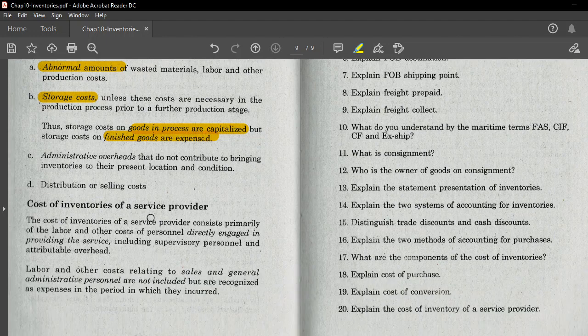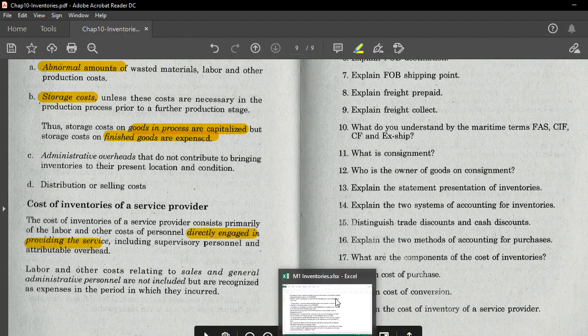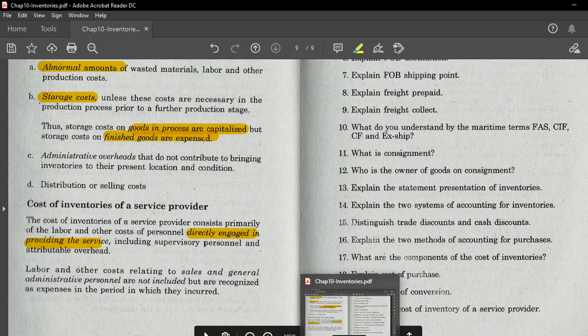Now, cost of inventories for a service provider, those directly engaged in providing the service. So the salary of your masseuse, if massage is your business, your manicurist, pedicurist, your hairdresser, if your business is a salon and spa, their salaries are cost of inventory. So that's it for chapter 10.